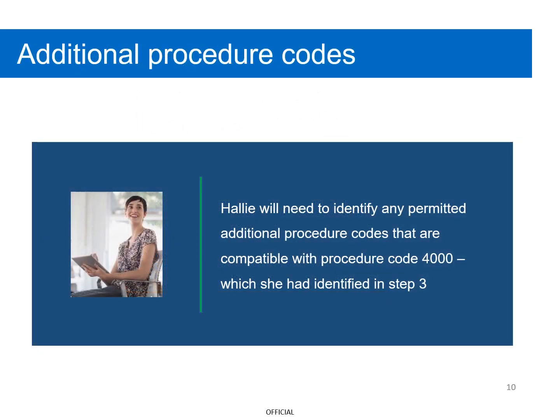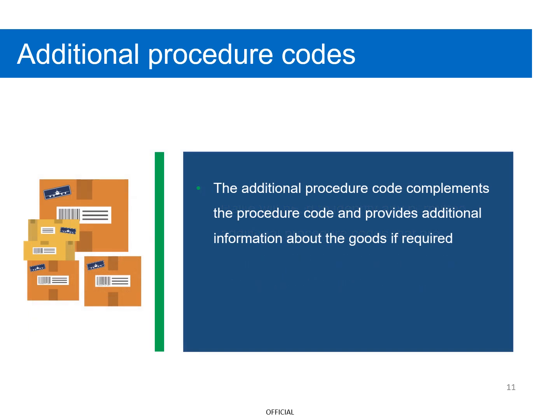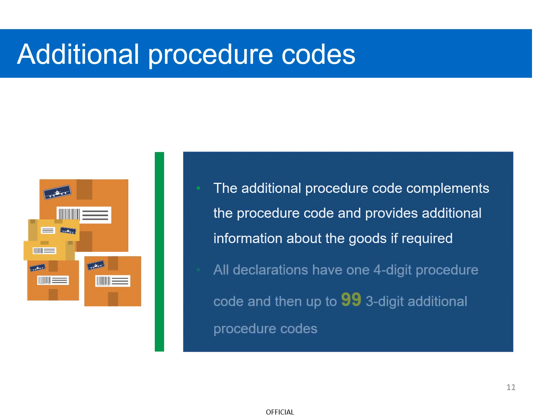Hallie will need to identify any permitted additional procedure codes that are compatible with her procedure code 4000, which she had identified in step 3. The additional procedure code complements the procedure code and provides additional information about the goods if required. All declarations have one 4-digit procedure code and then up to 99 3-digit additional procedure codes.